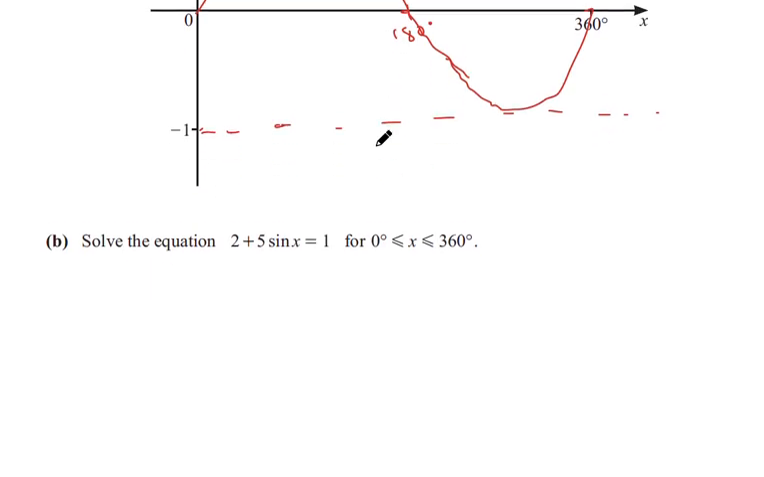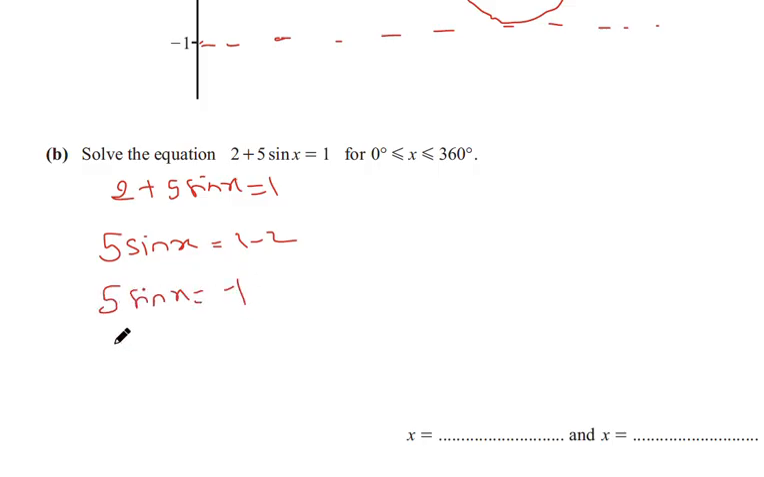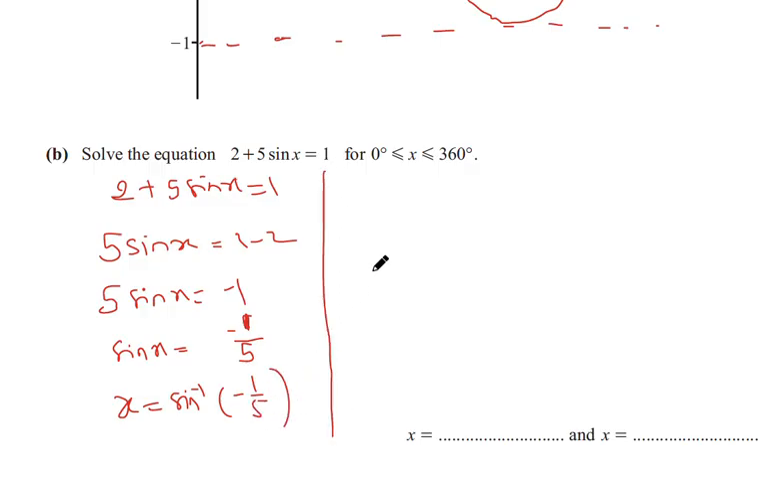We have to solve this given equation, which is 2 plus 5 sin x equals 1. Again x is varying between 0 and 360 degrees, and we have to find two values of x for 3 marks. So let us write down the given equation: 2 plus 5 sin x equals 1. First rearrange the terms. 5 sin x equals 1 minus 2. So 5 times sin x equals minus 1. So sin x equals minus 1 by 5. So x equals sine inverse of minus 1 by 5. Let us use the calculator and find this value first.